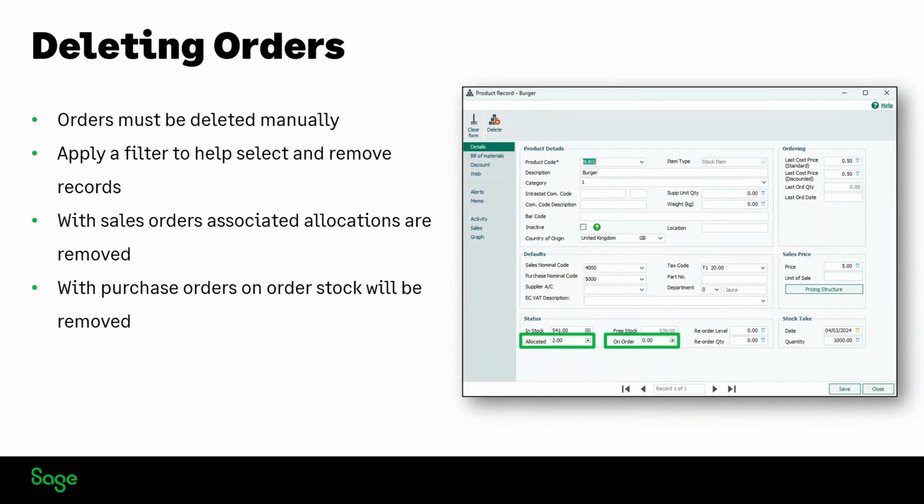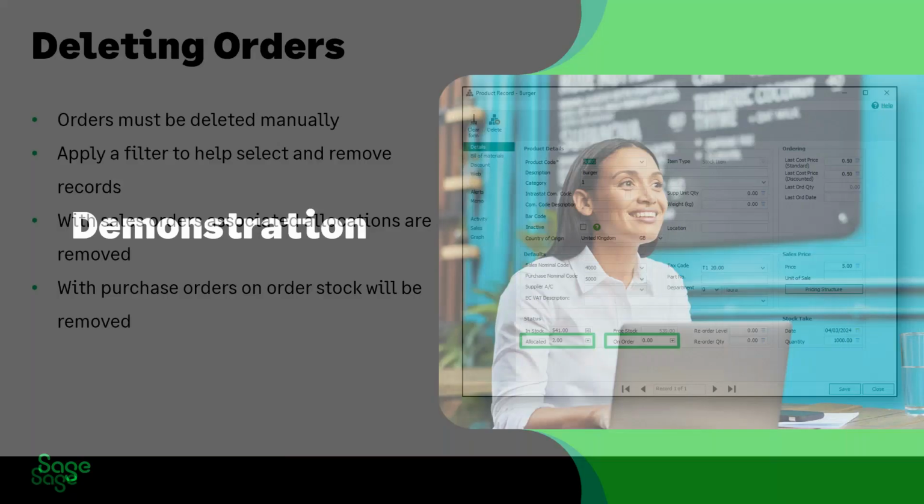When you delete a sales order, if it involves stock, so any stock that you've got allocated is also removed. And for purchase orders, any stock on order is removed as well, just because you're deleting that order, so the stock no longer needs to be associated with it. So we'll pop back and I'll just show you what that means when you delete them.